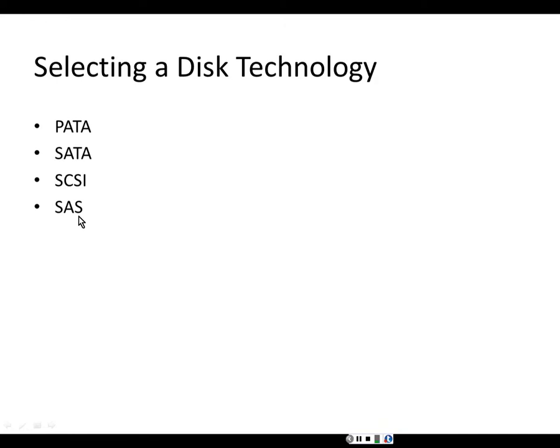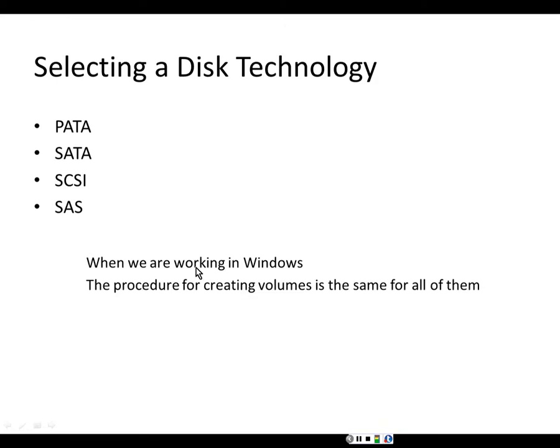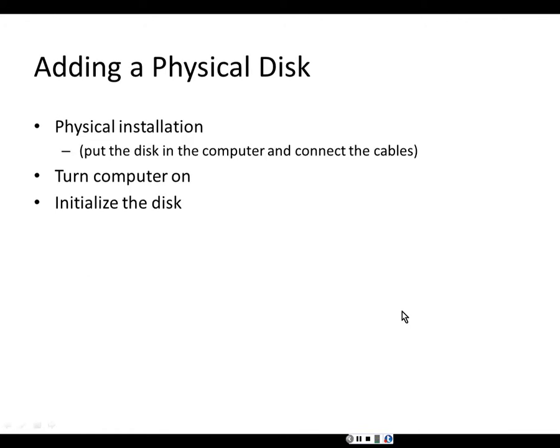Of course, once it's installed, it really doesn't make much of a difference to you when you're working in Windows, because when you're working in Windows, the procedure for creating and deleting and formatting volumes is the same for all of them. Now let's look at adding a physical disk. When we say physical installation, we mean take the top off the server and put in the disk and connect the data cables and the power cables. Then you turn it on, and then you have to initialize the disk.